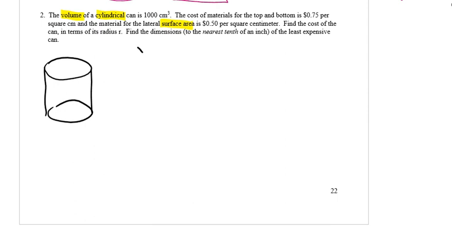So the volume of a cylinder from my formula sheet is volume equals pi r squared times h. And the surface area, they don't come right out and tell us that this can has a top, but I'm going to say it does because I'm trying to envision a Coca-Cola can without a top, or a can of green beans without a top. Doesn't happen. So the surface area for this cylinder is going to be 2 pi r squared plus 2 pi rh.